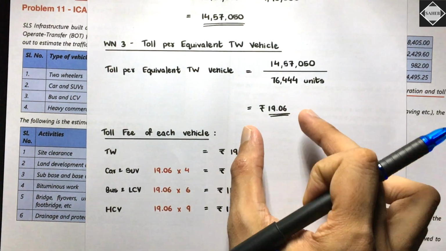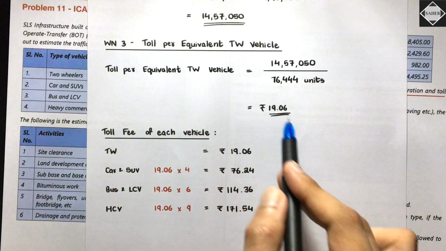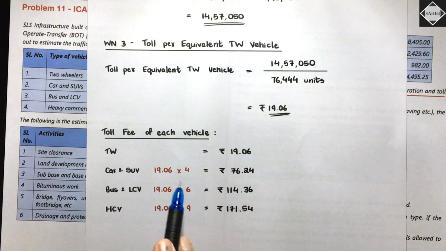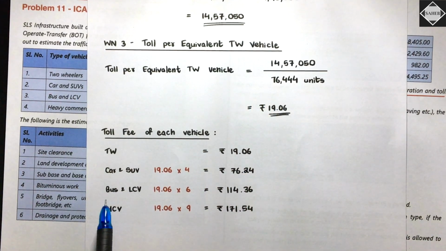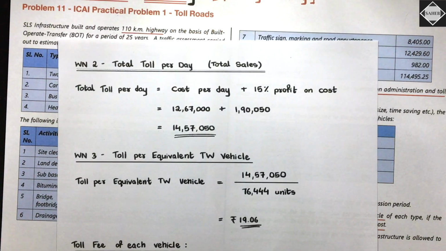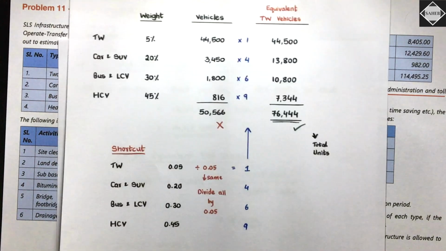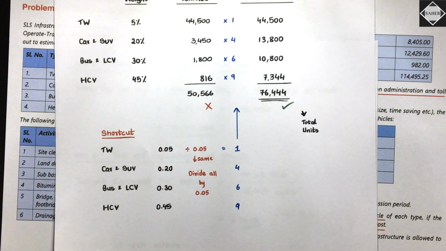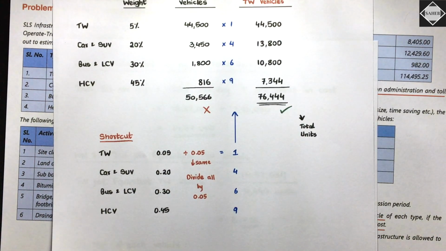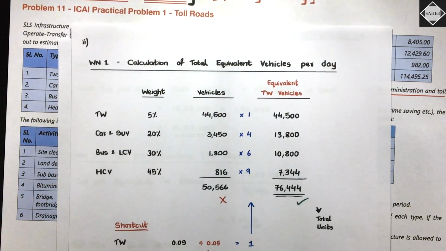We just got the toll rate per two-wheeler equivalent vehicle, and then we converted it into the car and SUV, bus and LCV and HCV. Really simple. Is it clear? Simple and straightforward. So the second requirement was little bit tough. It was not tough. This thing you had to understand first, how to do the conversion. Really simple. Shortcut, just remember the shortcut. If you remember the shortcut, then quickly you can do this in the exam. You don't have to keep thinking about the logics and all, right?